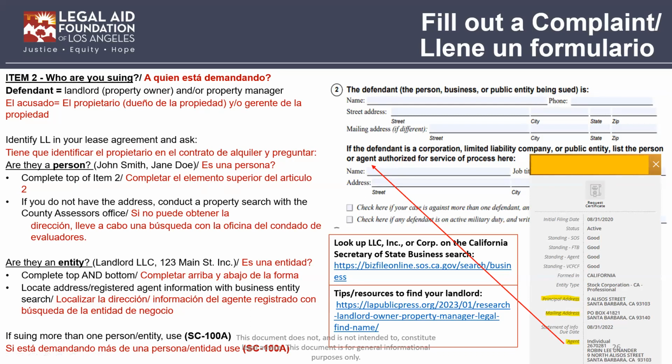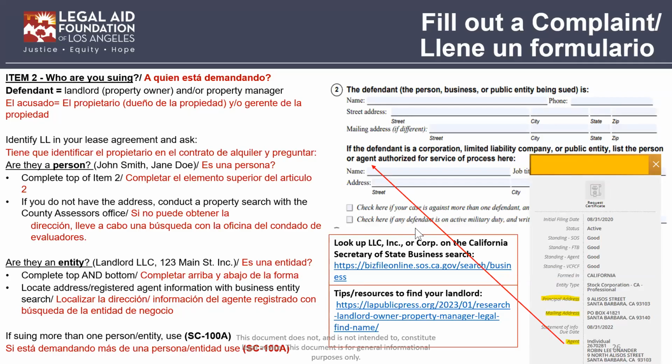If you look at the landlord's name and they are an entity, so you're looking at a name that looks like a business name, Landlord LLC, 123 Main Street Incorporated, anything along those lines, then you need to complete the top and bottom portion of item 2 on the small claims complaint. So this bottom portion of item 2 on the complaint is asking you to identify the agent authorized for service of process for the business entity.